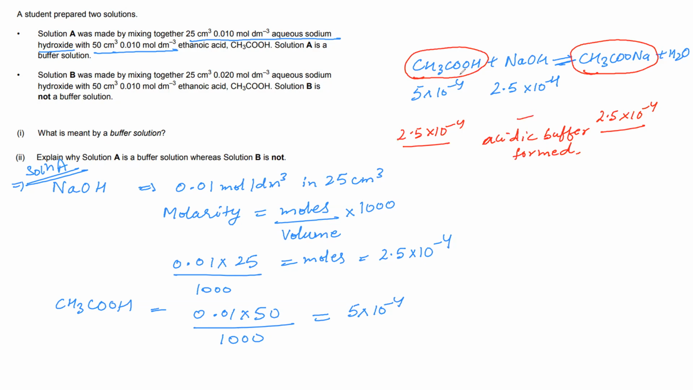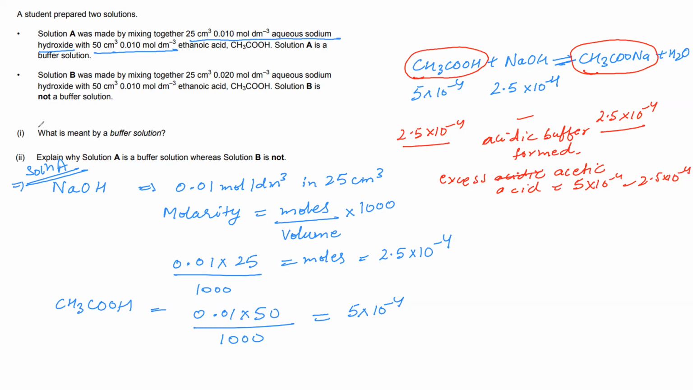So there will be acid-base reaction. Acetic acid will react with sodium hydroxide, giving sodium acetate, but only 2.5 moles since sodium hydroxide is the limiting reagent. So only 2.5 into 10 to the power negative 4 moles of the sodium hydroxide will react with 2.5 into 10 to the power negative 4 of the acetic acid. So excess acetic acid would be 5 into 10 to the power negative 4 minus 2.5 into 10 to the power negative 4. I hope this is clear.